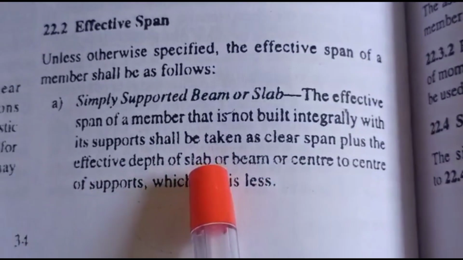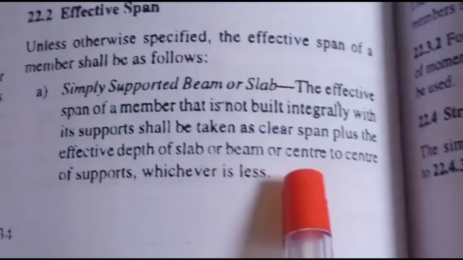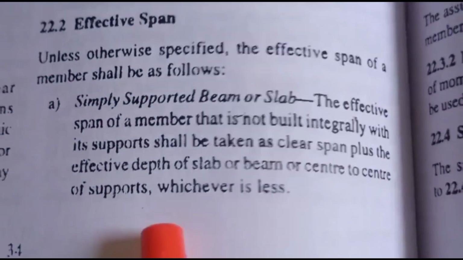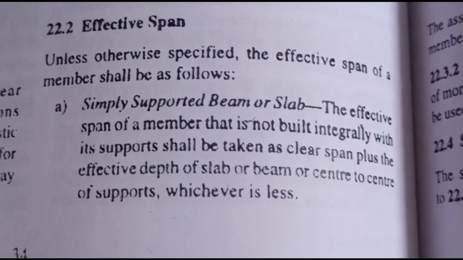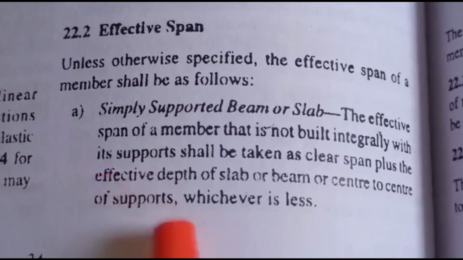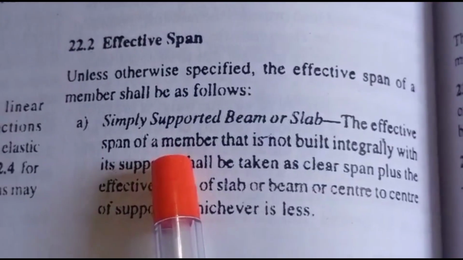So now we are calculating the beam. Now I will take beam or center to center of supports, whichever is less. So what they have said, for calculation of effective span, the formula is 2.